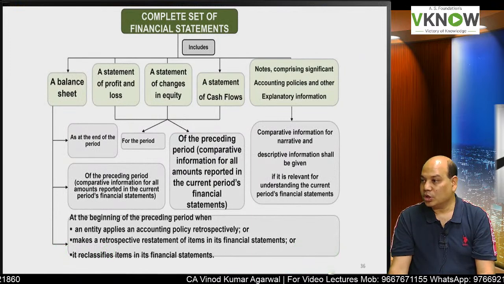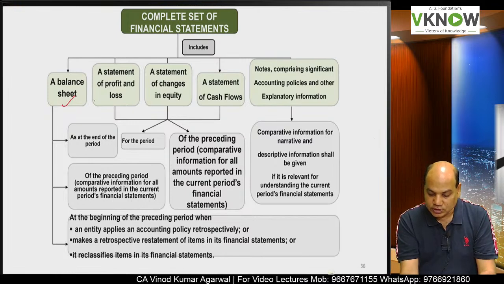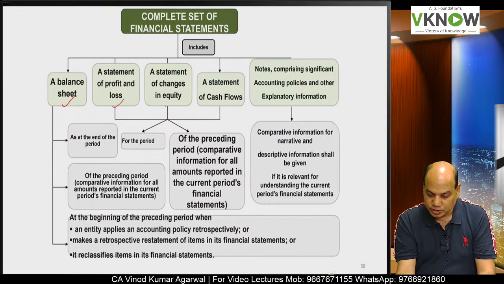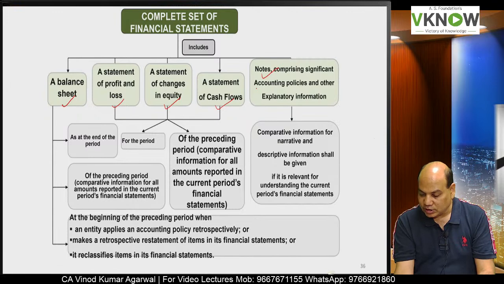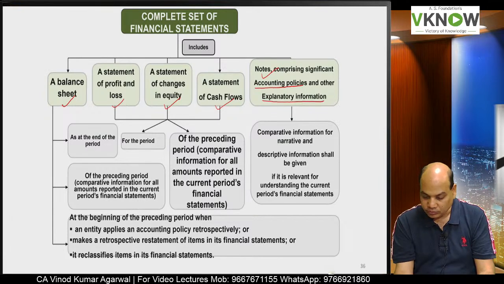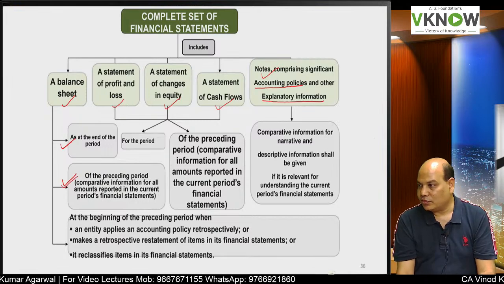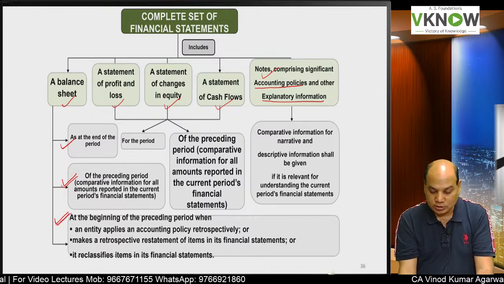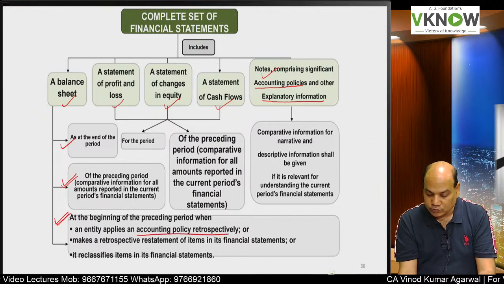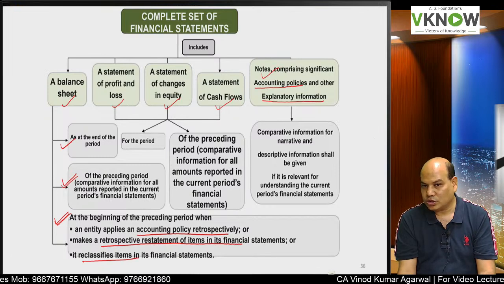So I have made a small summary of a complete set of financial statements. Quickly go through it. A complete set of financial statements will comprise balance sheet, SOPL, SOCI, statement of cash flow, notes. Notes will basically cover accounting policies and explanatory information. For the balance sheet, you have to prepare one at the end of the year. A minimum of one comparative balance sheet is required, and one additional balance sheet is required if there is a retrospective application of accounting policy or retrospective restatement of items or retrospective reclassification.